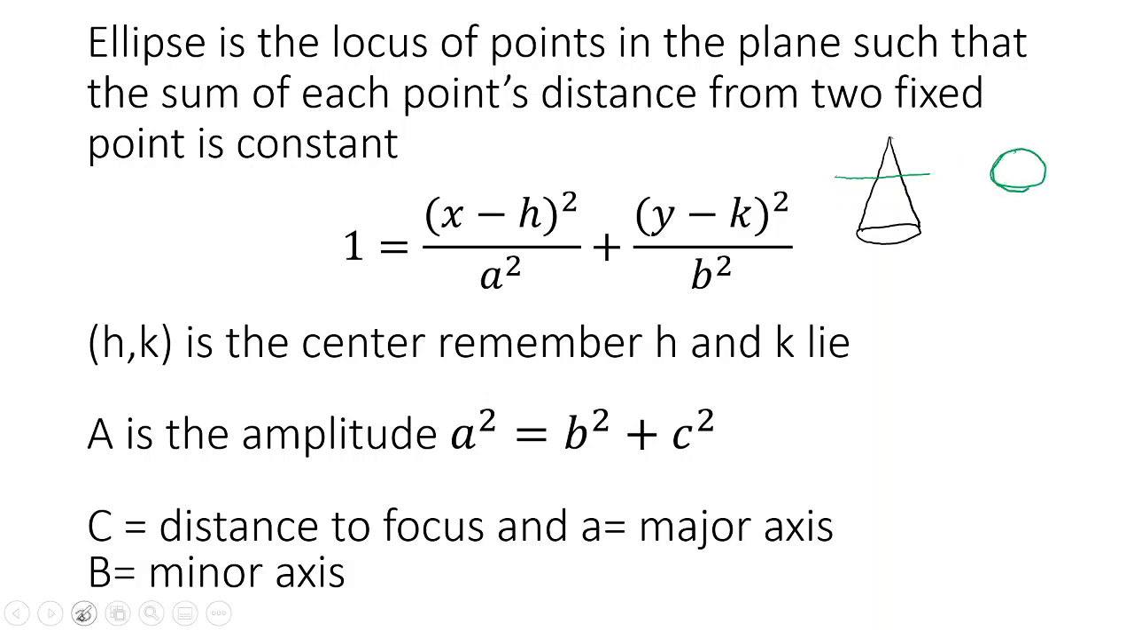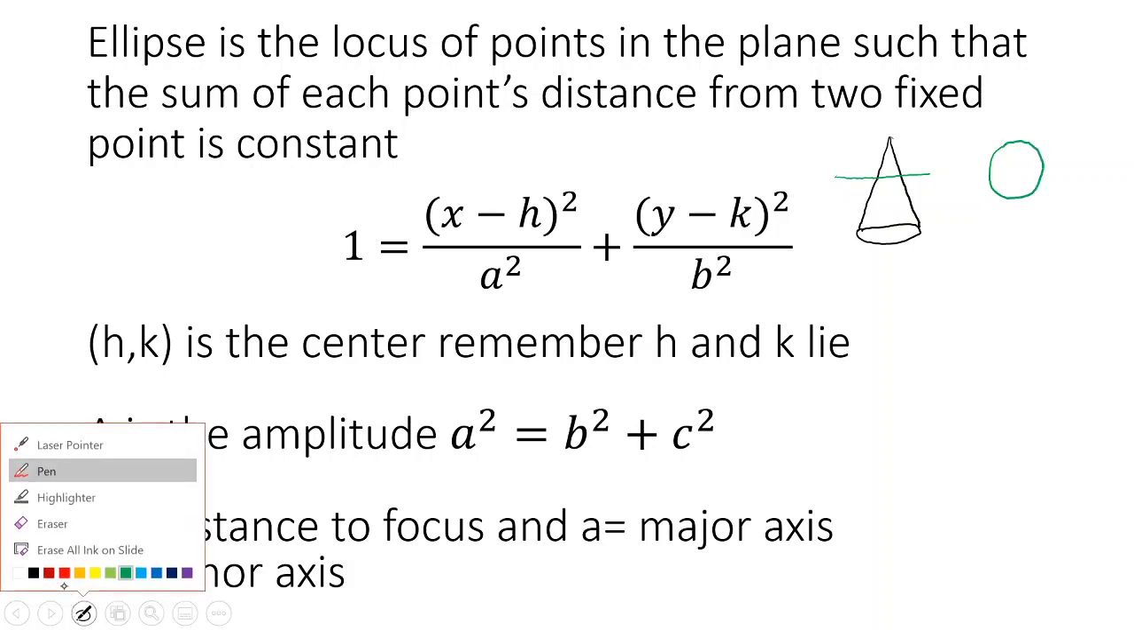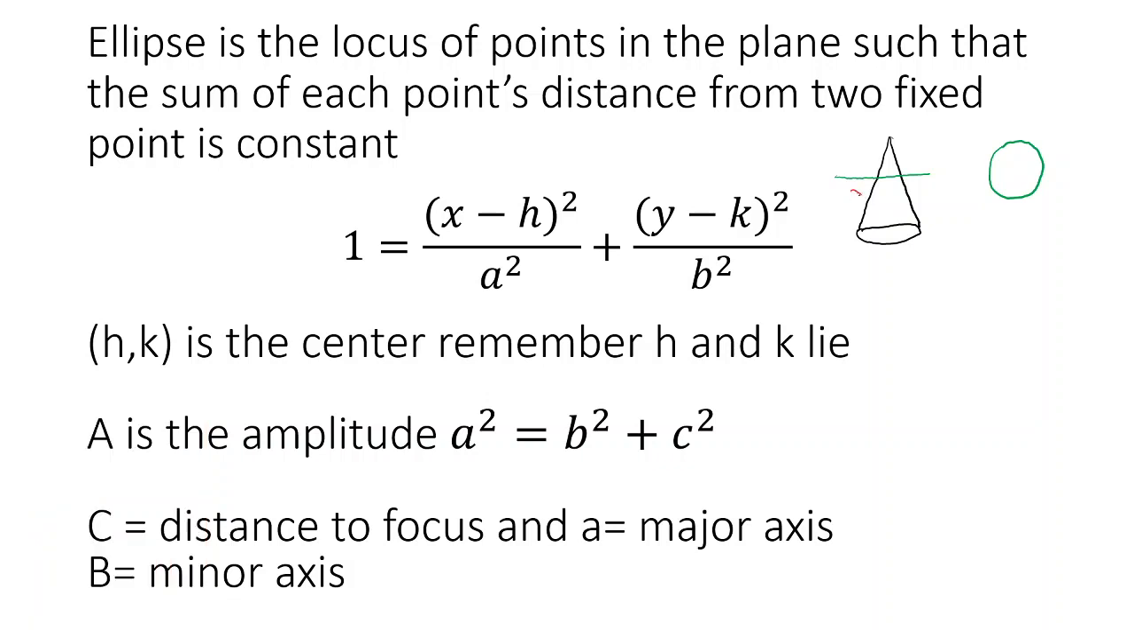Let me redo that. That's not very circular. That's the first one we talked about, which has a uniform radius. And the next type would be as if we sliced it not parallel, not perpendicular to the nappe, and then we would have a parabola.